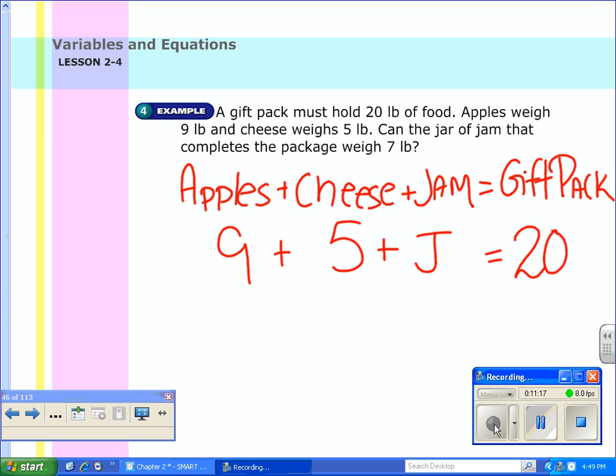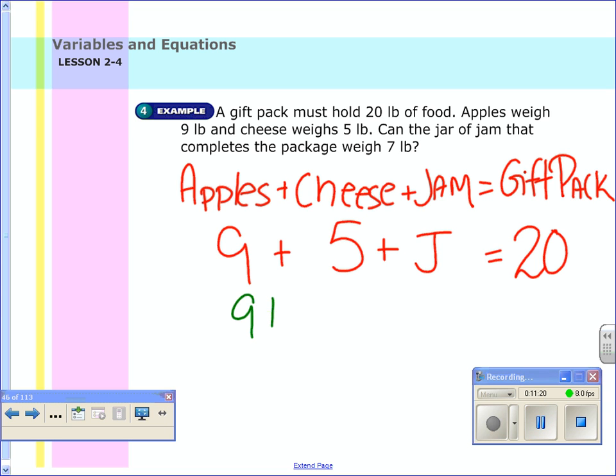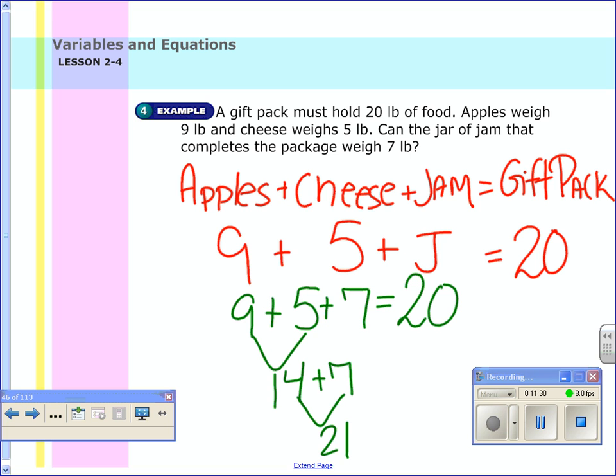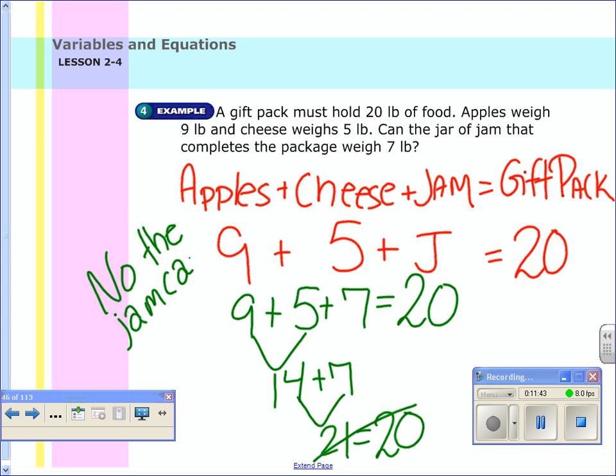All right, they want to know in this problem if the jam can weigh 7 pounds. So I'm going to replace J with 7. All right, and I'm going to add it up. 9 plus 5 is 14. Well, plus 7 is 21. Well, 21 pounds is not the same as 20, so no, the jam cannot weigh 7 pounds. Instead, really, if I wanted it to weigh 20 pounds, the jam actually has to weigh 6 pounds itself. That would make me get to 20.